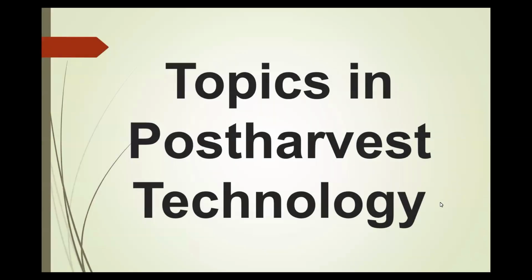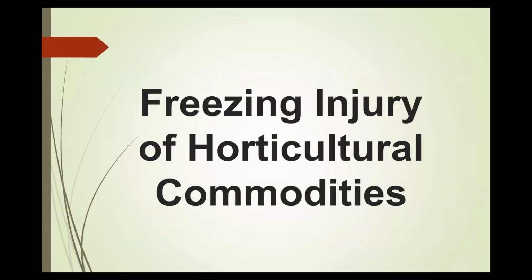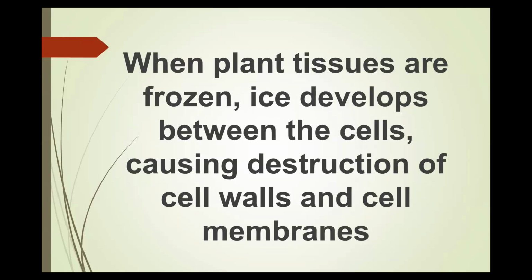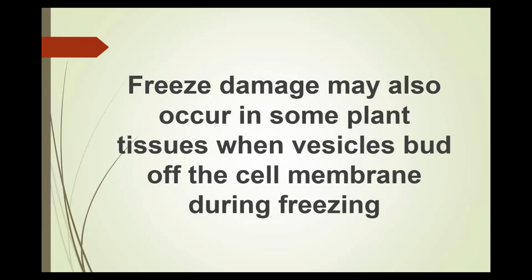Topics in post-harvest technology. Freezing injury of horticultural commodities. When plant tissues are frozen, ice develops between the cells, causing destruction of cell walls and cell membranes. Freeze damage may also occur in some plant tissues when vesicles bud off the cell membrane during freezing.